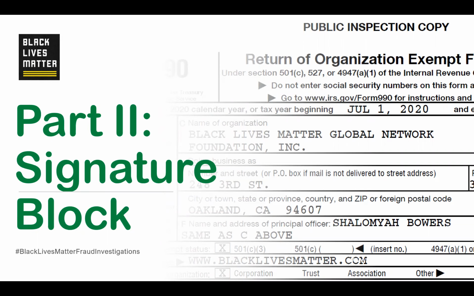I'm still talking about the Form 990 information return that the Black Lives Matter Global Network Foundation submitted in 2020. We're on part 2, which is the signature block for the Form 990 information return, and I'm going to share with you the red flags that I've identified.